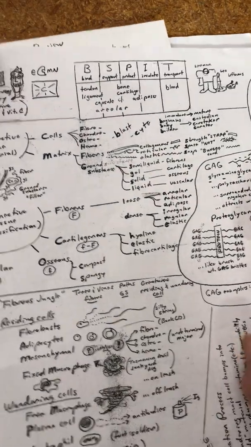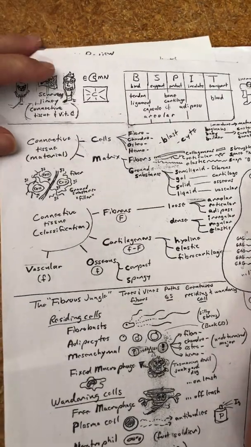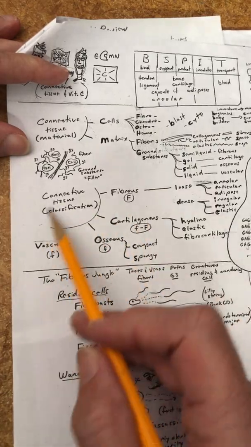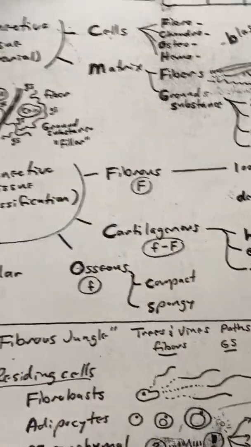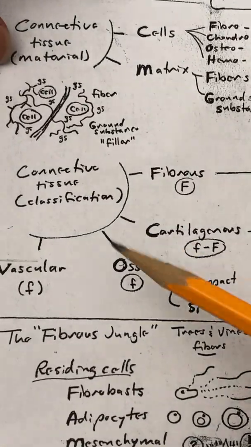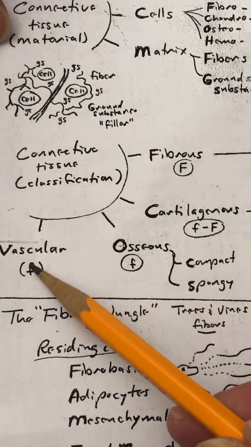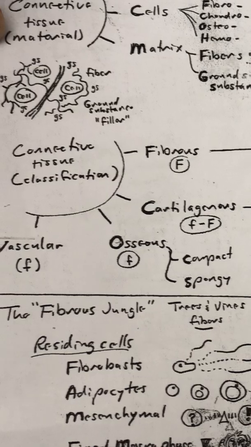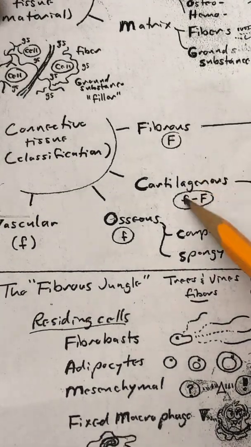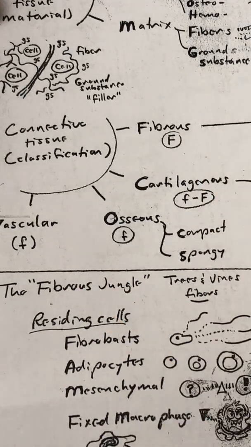We talked about how connective tissues are built, what they're built of. Now let's go after the names of these things. How are they classified? As you learned in lab, connective tissue tends to be classified as fibrous, cartilaginous, osseous, or vascular. Now, for each one of these things, I have the letter F next to it to represent the amount of fiber in it or the amount of visible fiber in it.